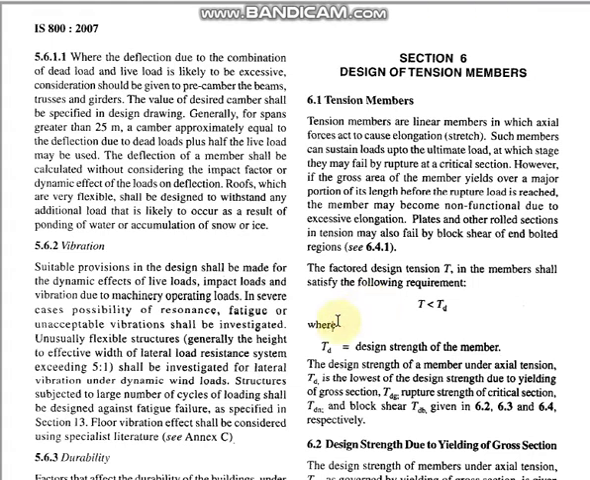Dear students, in this video, let us study the design strength of tension members. Section 6 of IS 800-2007 provides details on the design strength. Actually, clause 6.1 gives information on tension member.